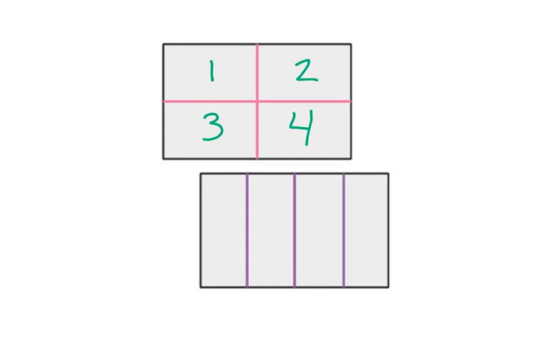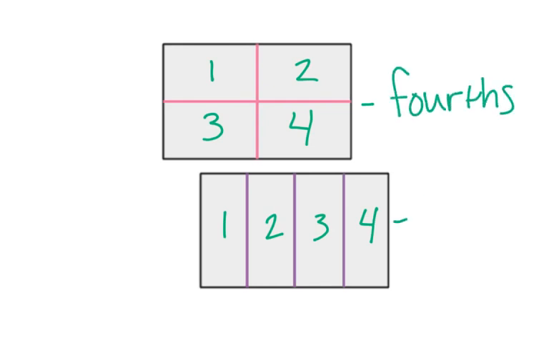And let's look at the bottom one. There's 1, 2, 3, again, 4 equal parts. What do we call that when we partition a shape into 4 equal parts? That's correct. We call it fourths. So our shapes are partitioned into fourths.